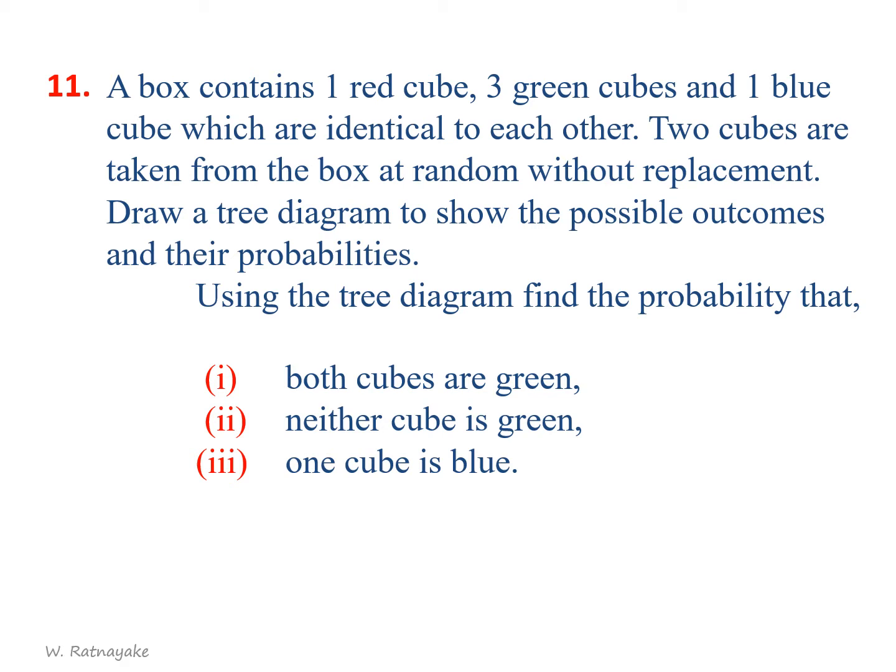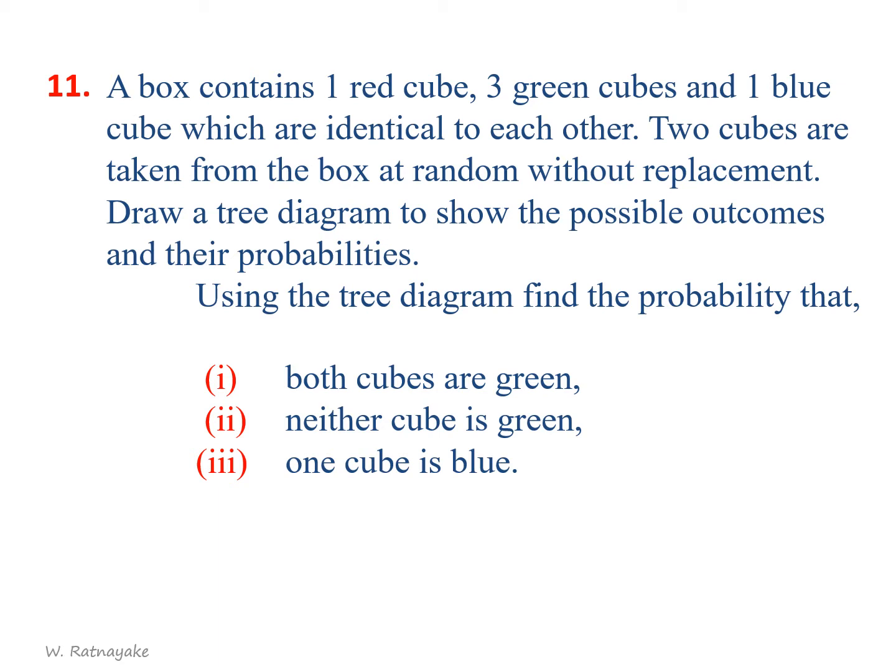Using the tree diagram, find the probability that in part 1 both cubes are green, part 2 neither cube is green, part 3 one cube is blue. Now here we have to show the possible outcomes in a tree diagram. Before that, we must identify or understand how many steps should be there in this tree diagram.